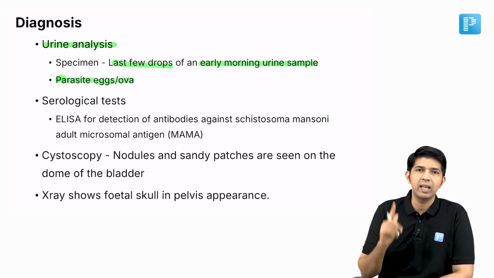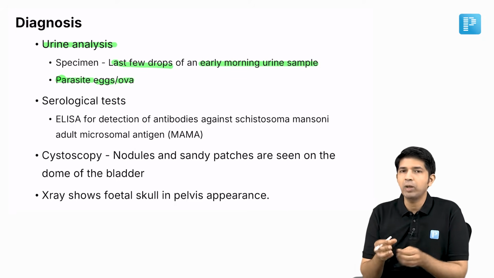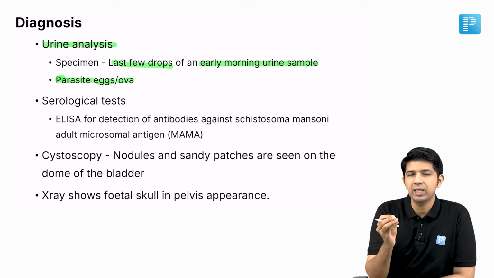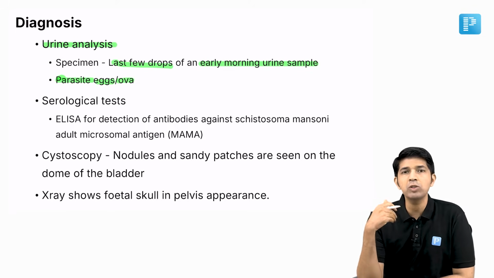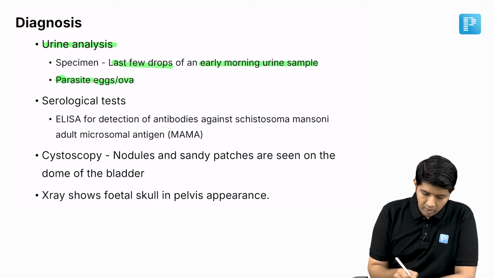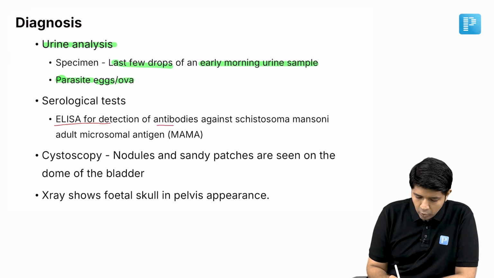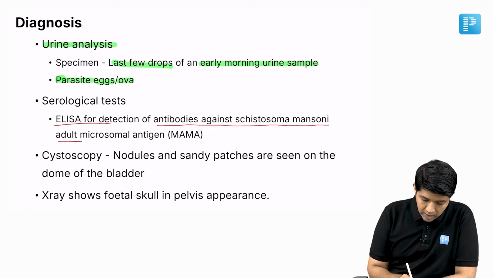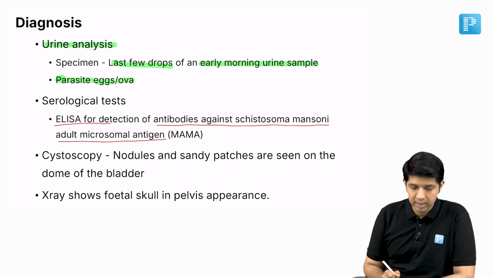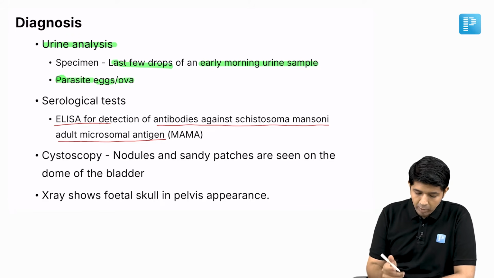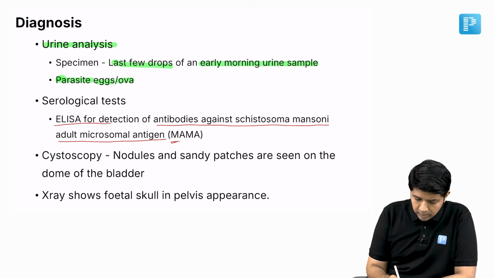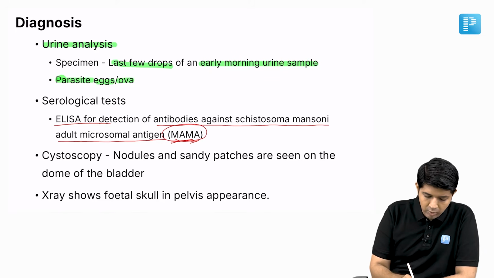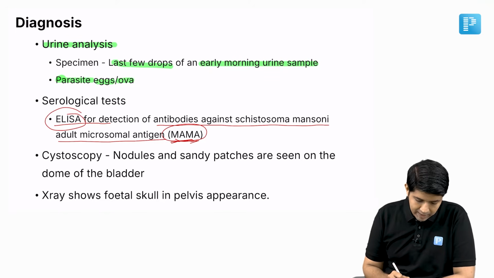Okay, that means your cercaria, the larva or the eggs, you should be able to demonstrate whenever you do a urine analysis. Now I told you that these are antigenic, that means they have certain antigens in them. So you should also be able to try to identify those antigens. Now you will perform an ELISA test to look for the antibodies that have been formed against the Schistosoma mansoni. Okay, here they have something called an adult microsomal antigen. So you should be able to find antibodies against Mansoni adult microsomal antigen. Okay, that is called MAMA. So that is what we are trying to identify whenever we perform an ELISA test.